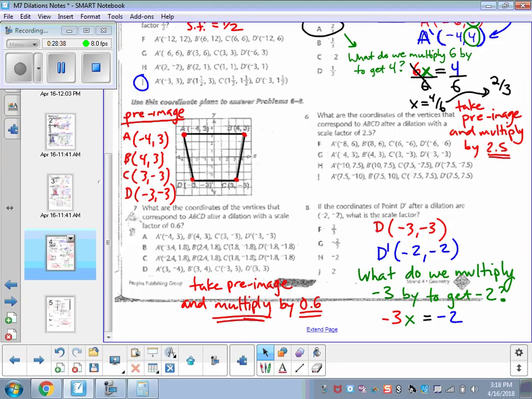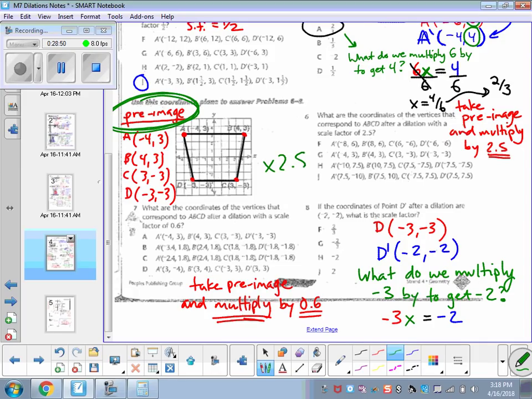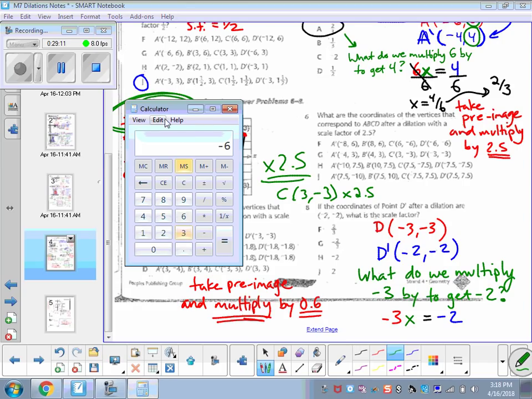So now that you've tried questions 6, 7, and 8, let's take a look at number 6. All you have to do is take each of these pre-image points over here and multiply them all by 2.5 to figure out which one of these is the correct set of points for our image. Now I'm going to just randomly pick point C to check. I'm going to take C, 3, negative 3, and multiply both of those by 2.5. It is okay to use your calculator for this.